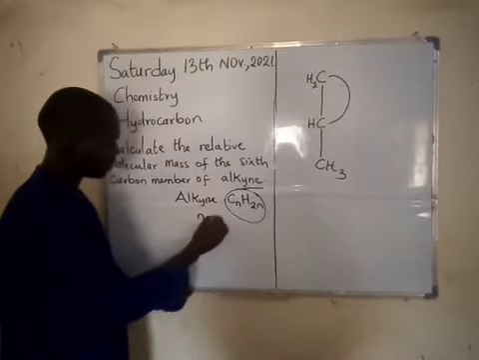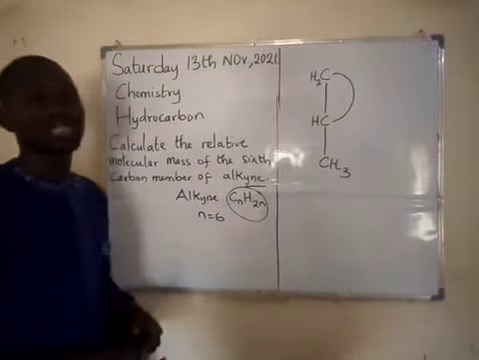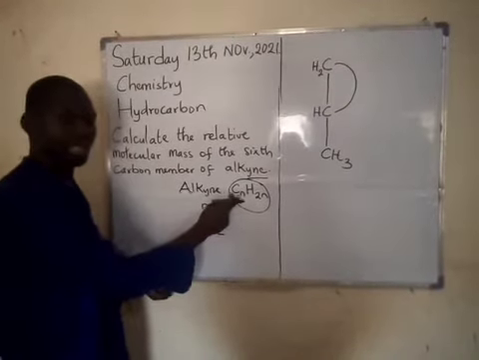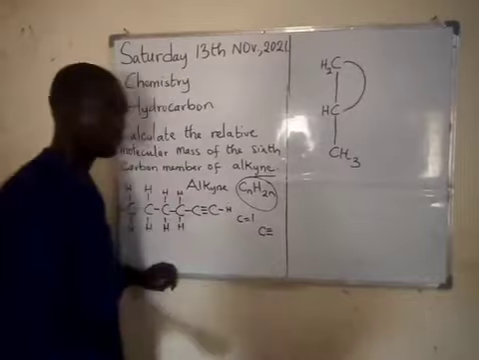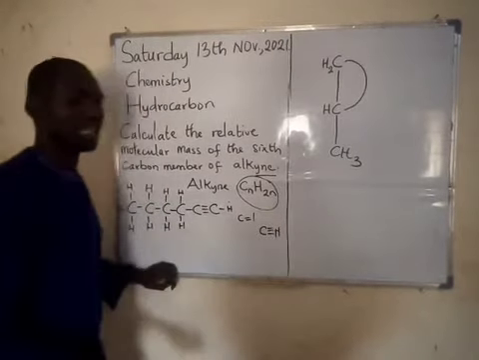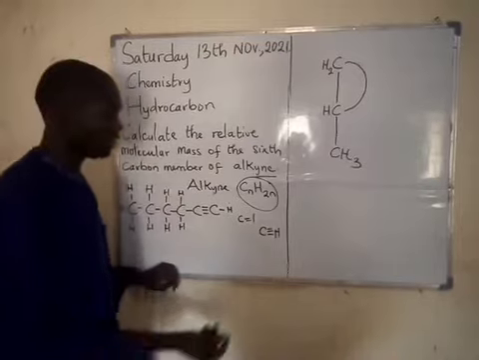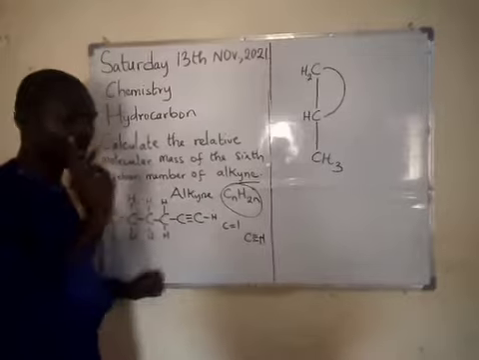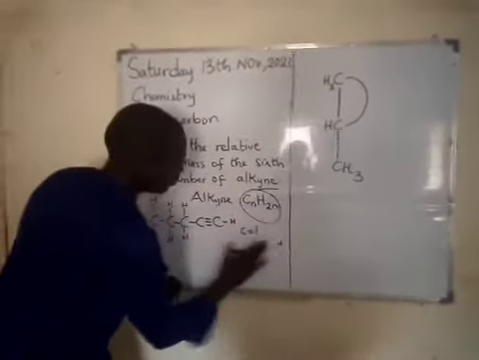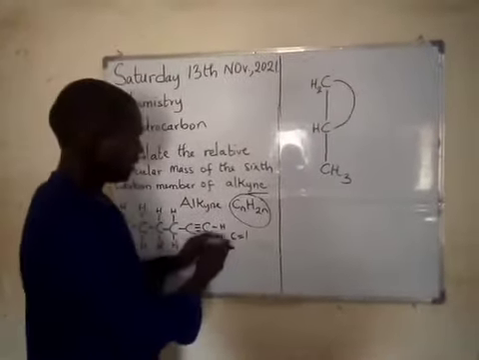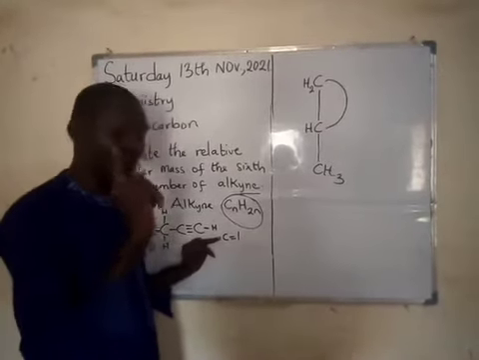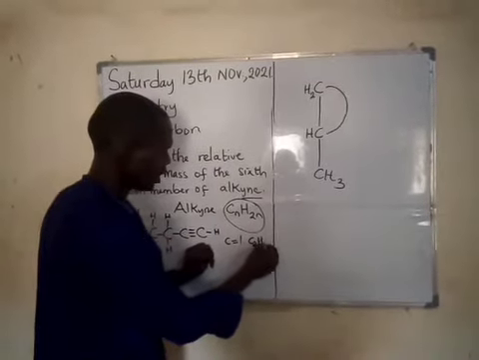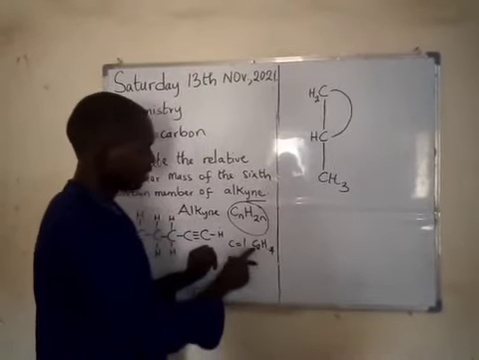Now let's substitute our n into the formula. n equals 6, because we were asked to find the sixth carbon member. You can't put hydrogen here, and if you don't have more than one carbon, definitely they don't have the first family member, methane. That means the first member of the family is ethyne, which is C2H2.